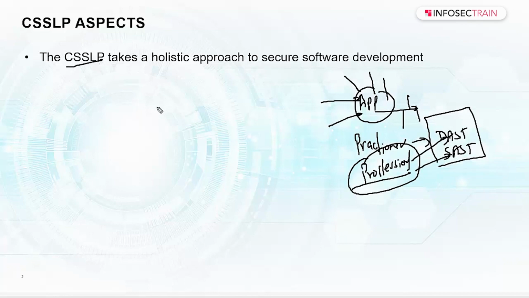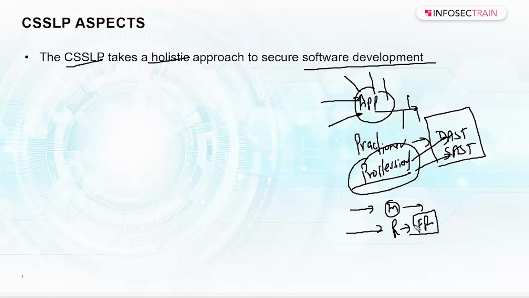CSSLP provides the holistic approach required to secure software development. In software development, the first phase is a meeting with the customer. The second phase is requirements, where we document the functional requirements from an application point of view. For example, we need an authentication control and an authorization control. So we add a security aspect into that.